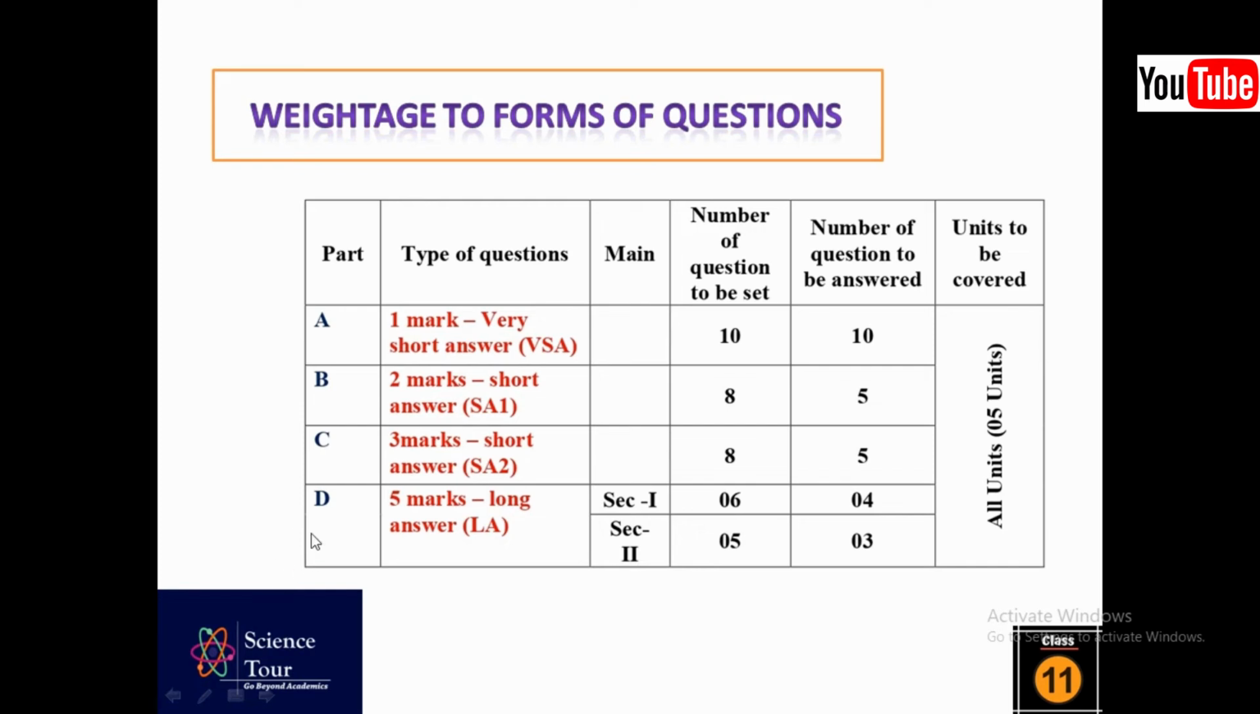Then the last part, that is part D, is all 5 marks questions, long answer, LA type. And there are two sections, section 1 and section 2. The number of questions to be set from section 1 is a total of 6, and out of 6 you have to answer any 4. 2 you can avoid, the difficult ones. And in section 2, the number of questions is 5, and out of 5 you have to write any 3 questions. 2 difficult ones you can avoid.